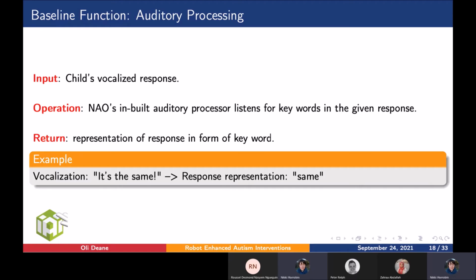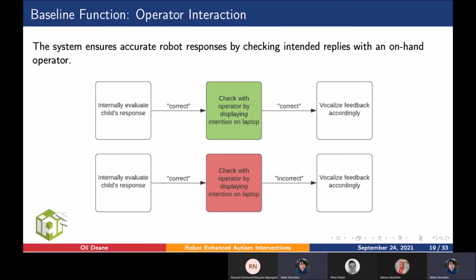And then the next baseline function is an auditory processing system. Here we just use NAO's inbuilt one, which summarizes a response using a trigger word. So, for example, if the child vocalizes, it's the same as their response, this system would understand the response to be the same, and it'll pass that on to another module, which then decides whether the child got it correct or incorrect.